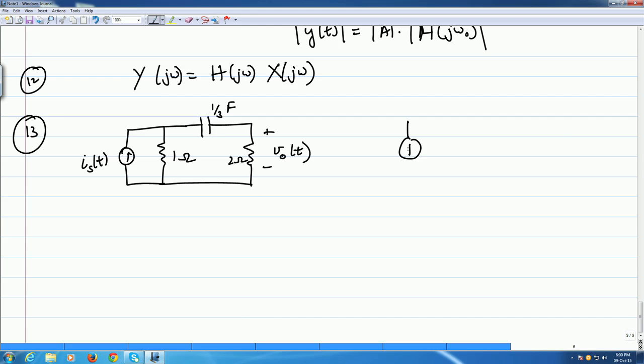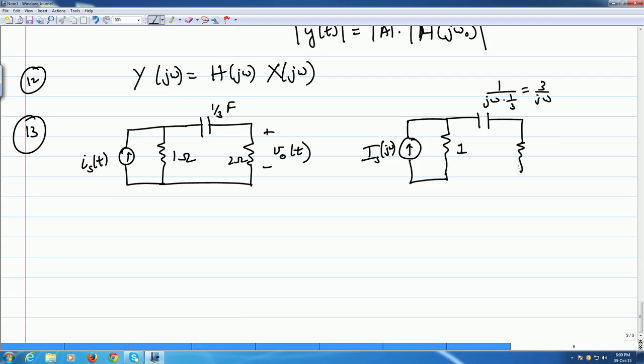In the transform picture, if you do a Fourier transform version of this, you have Is of j omega going out to an impedance which is just 1 here, and here for the capacitance the impedance is going to be 1 by j omega into C, which is 1 by 3, which is 3 by j omega, and then you have another impedance here which is again 2, okay, and then across this you are going to get V naught of j omega.